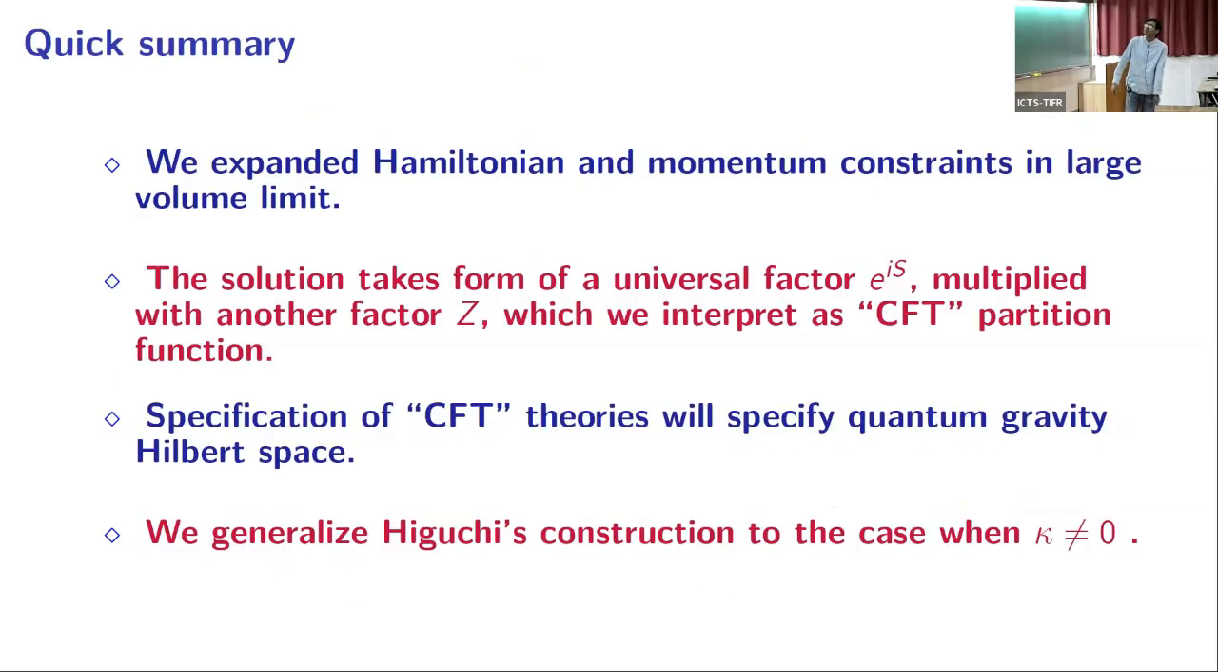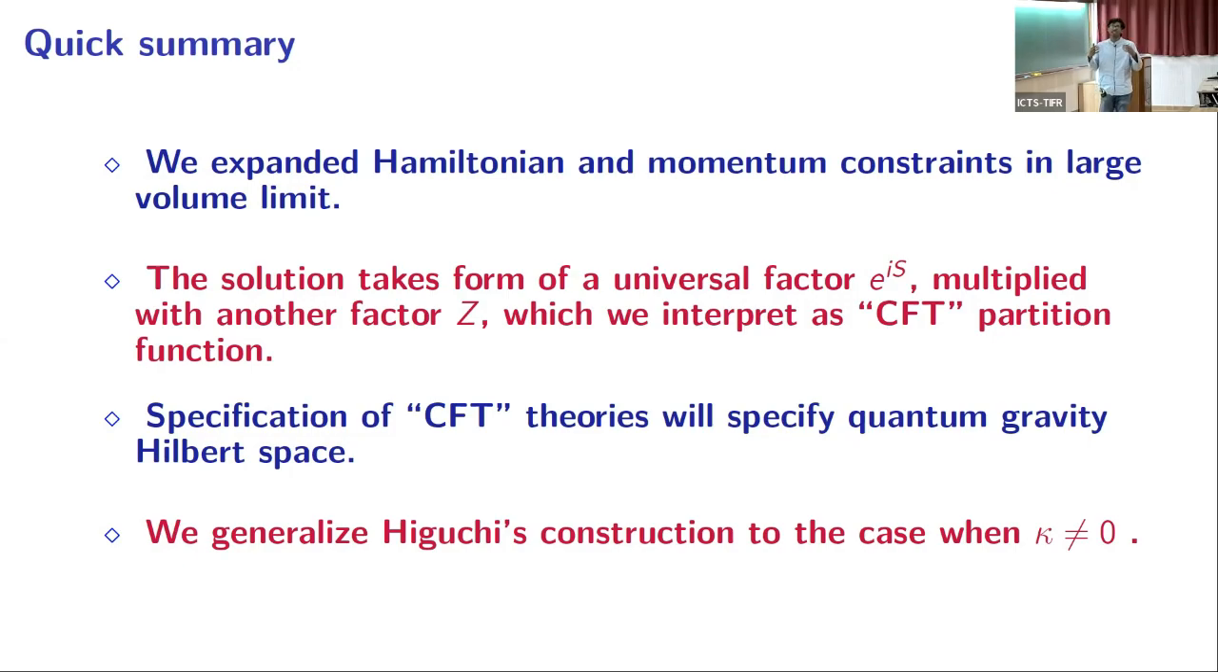So here's a quick summary of what we did. We expanded the Hamiltonian and momentum constraints in the large volume limit, and the solution takes the form of a universal phase factor, e to the power of something, multiplied with another factor Z, which we interpret as the CFT partition function. There are quotation marks around CFT because it is not really a CFT, since this delta G has only some Ward identities.